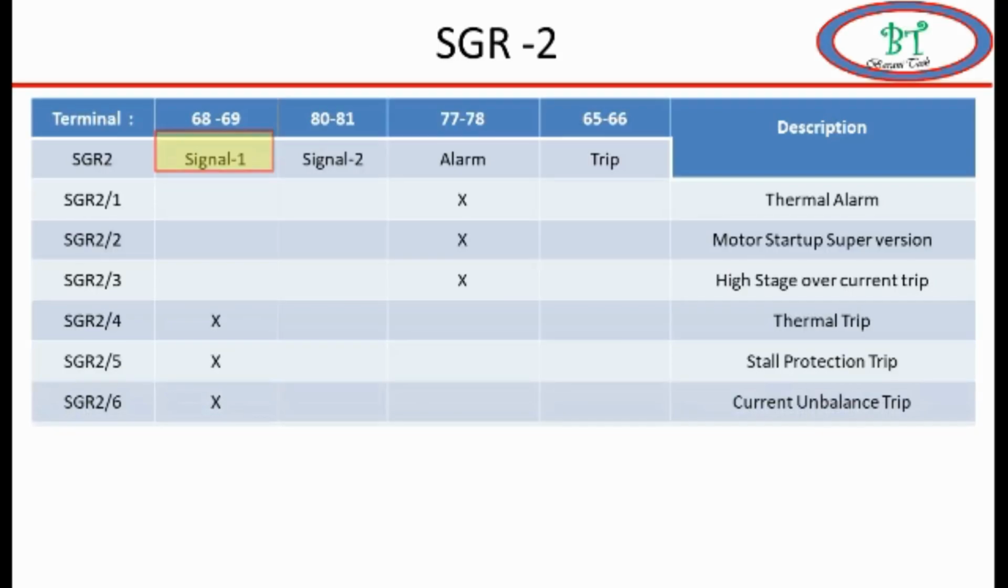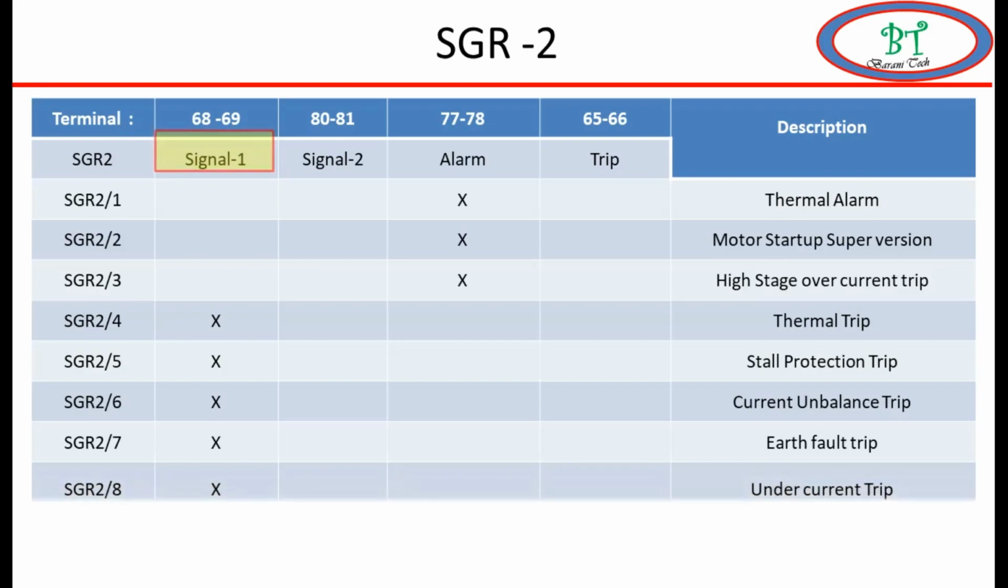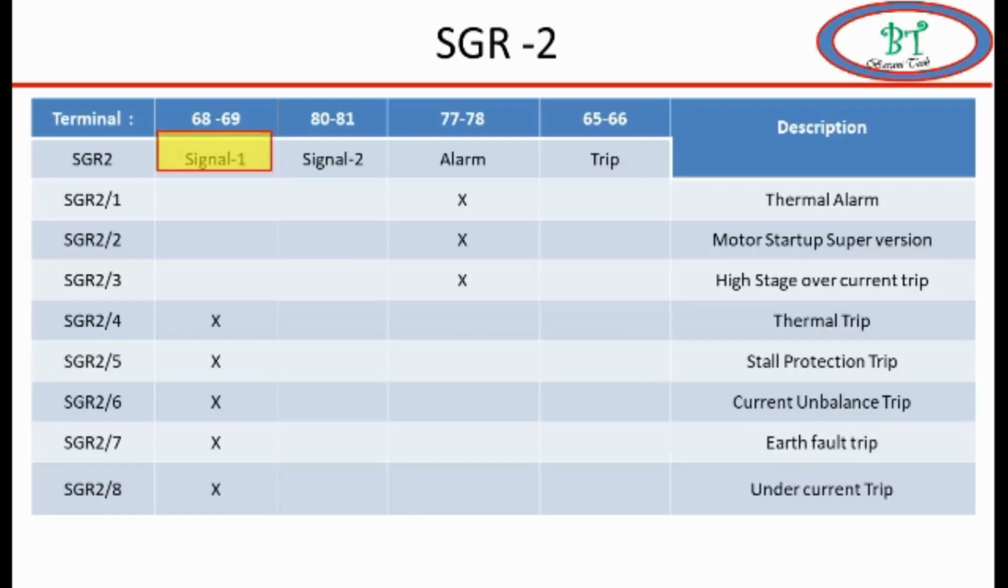Next, when SGR2/6 we configure as 1, then the unbalanced protection is linked with programming signal 1 over the terminal 68 and 69. And when we configure SGR2/7 as 1, the signal for earth fault is linked with programming signal 1 on terminal 68 and 69. The last one, SGR2/8, when we configure as 1, then the signal for undercurrent is programmed for signal 1 on terminal 68 and 69. I think this topic will be somewhat useful to you all.